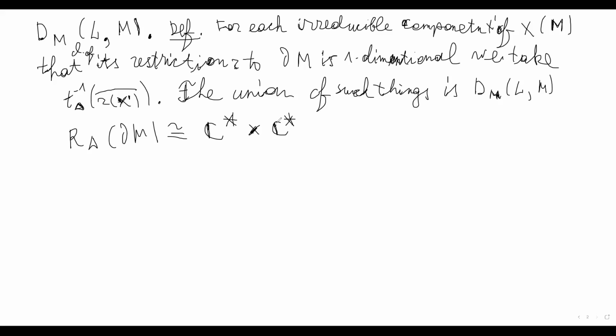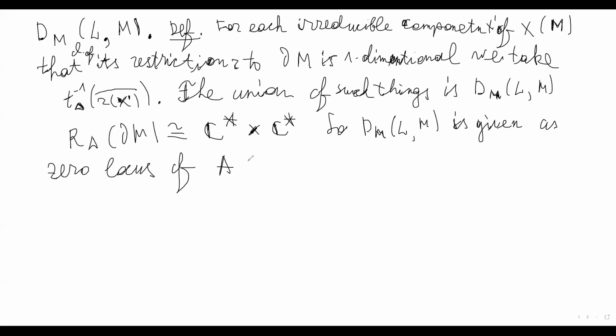Yeah, and now the main player: D_M of L, M is given as the zero locus of some polynomial which is called the A-polynomial of L and M.